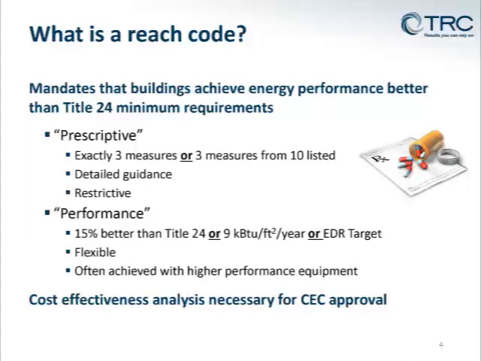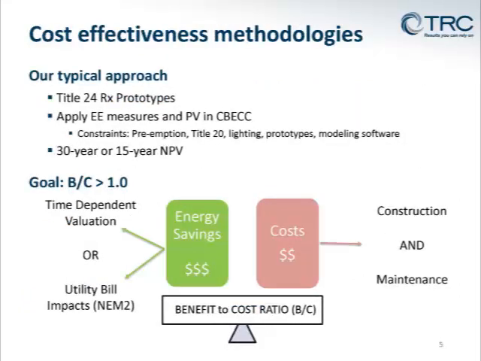Yeah, slide 5. Before you go to slide 5, can you explain something on the prescriptive? The first bullet says exactly 3 measures, or 3 measures from 10 lists. What's the difference between those two?